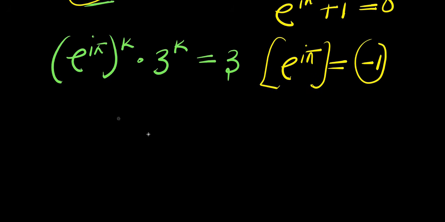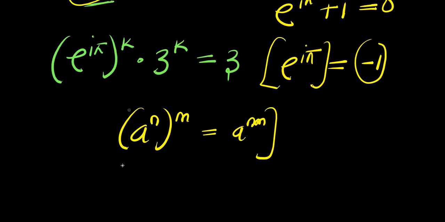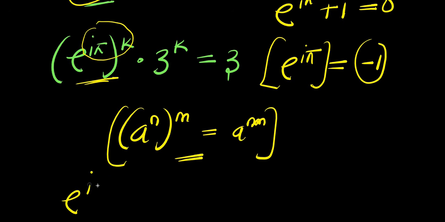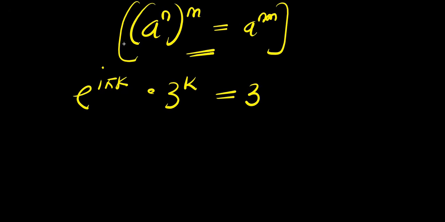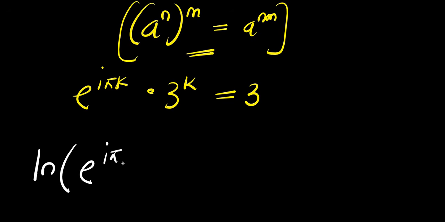So the next step we are going to take will be, if you have (a^n)^n, this equals a^(n times n). We apply this identity here. We are going to multiply this exponent. So we are going to have e^(i pi k) times 3^k, and this equals 3. So at this particular point in time, we can apply natural log. We have natural log of e^(i pi k) times 3^k equals natural log of 3.